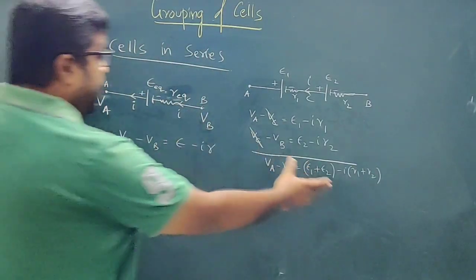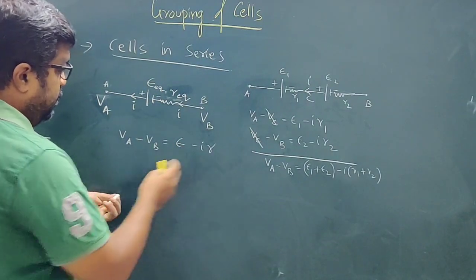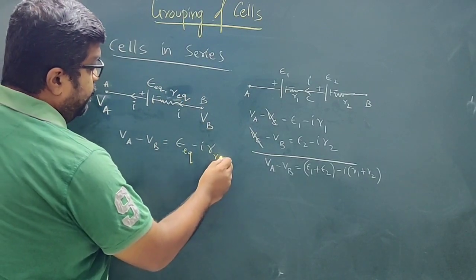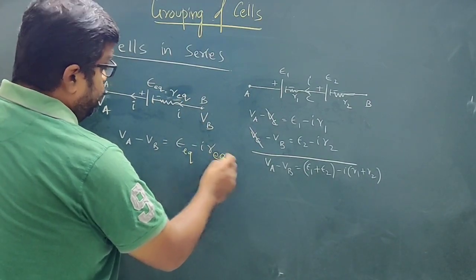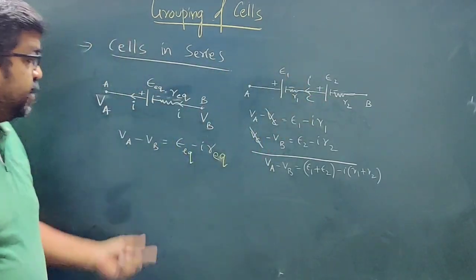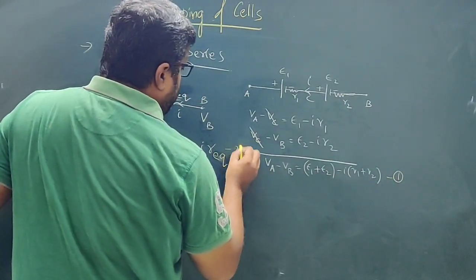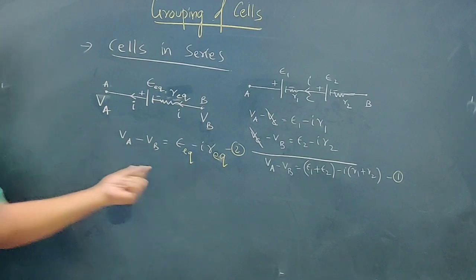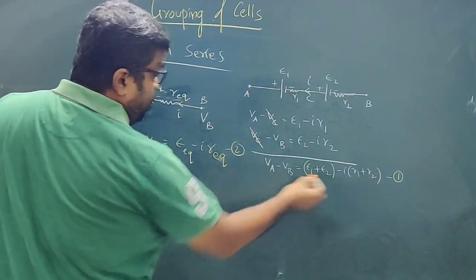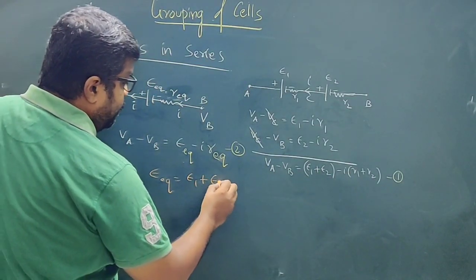Okay. Now if we compare this with this, so here this is E equivalent. This is R equivalent. So this is the equation for this circuit, and this circuit is the equivalent circuit for this circuit. Suppose this is equation 1 and this is equation 2. If we compare these two equations, this is E equivalent, this is E1 plus E2. So E equivalent will be equal to E1 plus E2.